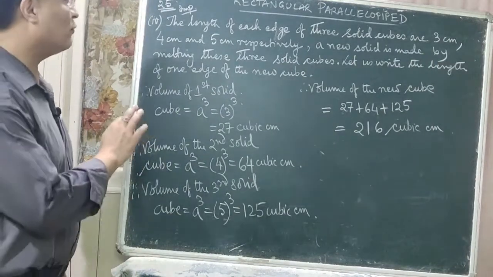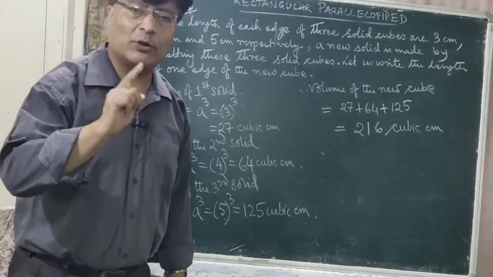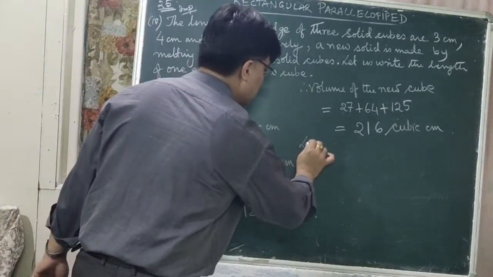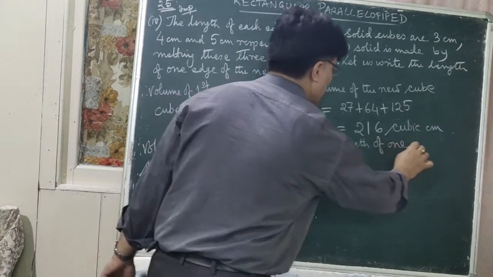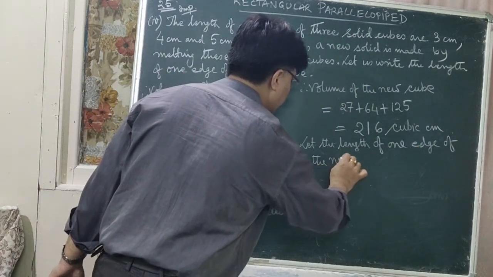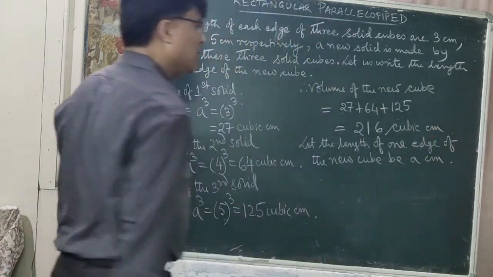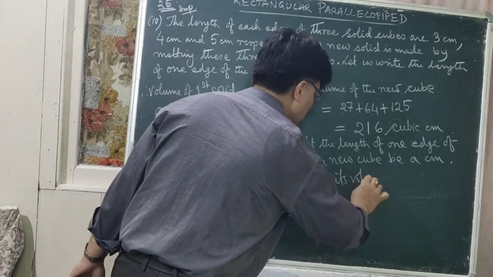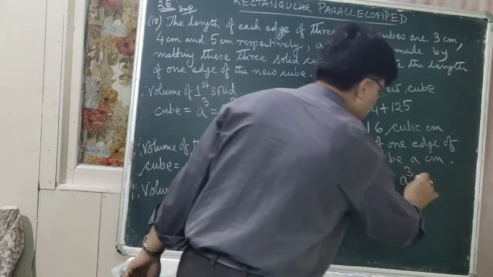Now let us write the length of one edge of the new cube. We will find the length of one edge of the new cube. So let us assume the length of one edge of the new cube be a centimeter. So let us find its volume. So its volume is equal to a cubic centimeter, isn't it?